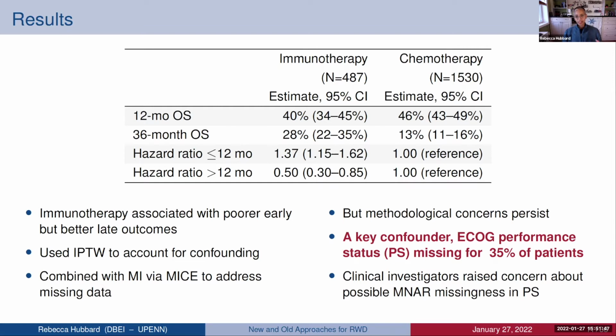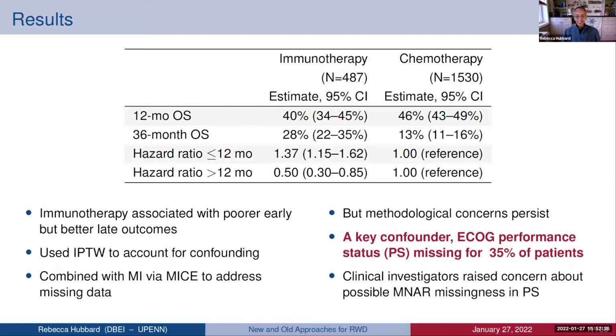So a key confounder in this analysis and in many oncologic investigations is ECOG performance status. ECOG performance status is a variable that summarizes the overall functional status of the patient. It's an ordinal variable that ranges from 0, meaning you don't have any functional limitations, you're doing just fine, all the way to 4, which means bedridden, you're really not able to do anything or take care of yourself. In this metastatic urothelial carcinoma cohort, ECOG performance status was missing for about 35% of patients. So a pretty high level of missingness.